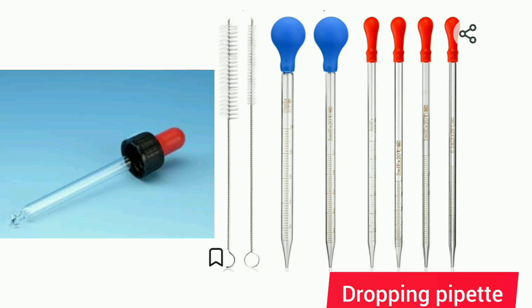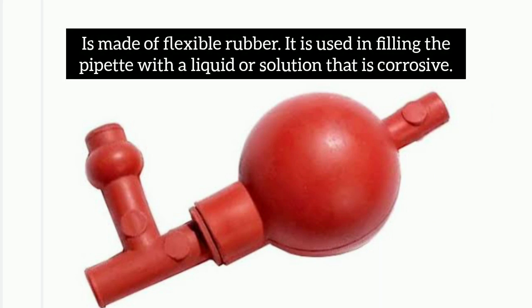Pipette filler. Pipette filler is made up of a flexible rubber. It is used in filling the pipette with a liquid or solution that is corrosive, so that you don't go and harm yourself with a corrosive liquid or solution. So we use pipette filler in doing that, just to fill the pipette.